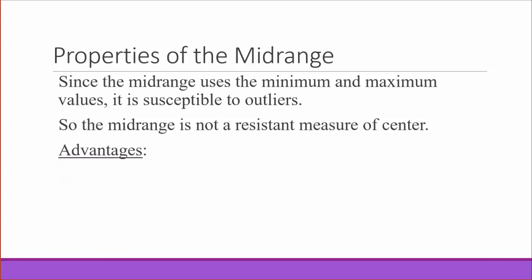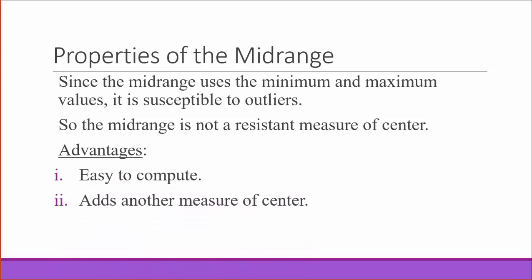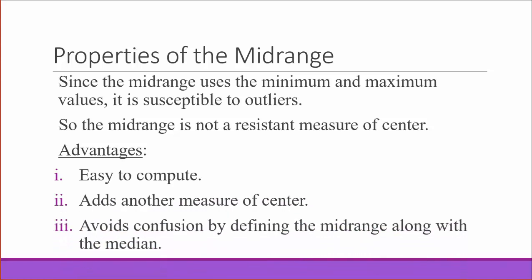The advantages of the mid-range: first, it's easy to compute. It adds another measure of center to our repertoire, so to speak. And it avoids confusion by defining the mid-range along with the median. And another thing, I like to call the mid-range the measure of center of last resort, because sometimes you may be given some information where you're only given the smallest data item and the largest, and the mid-range would be the only measure of center you could determine for that.